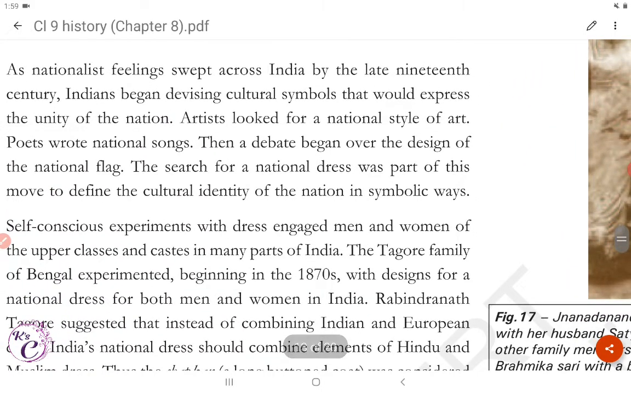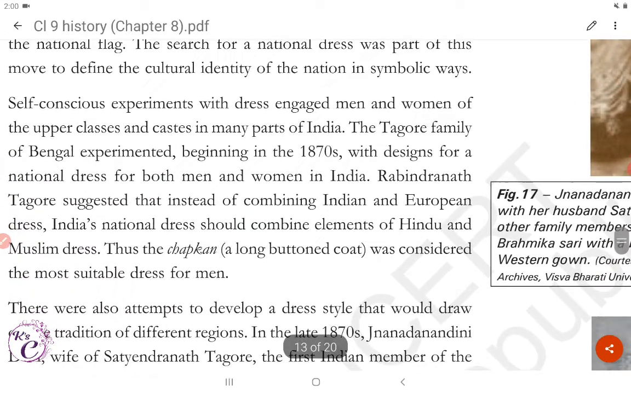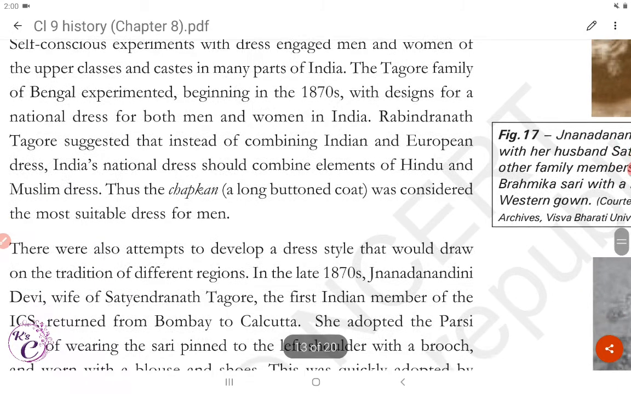As nationalist feelings swept across India by the late 19th century, Indians began devising cultural symbols that would express the unity of the nation. Artists looked for a national style of art. Poets wrote national songs. Then a debate began over the design of the national flag. The search for a national dress was part of this move to define the cultural identity of the nation in symbolic ways. Self-conscious experiments with dress engaged men and women of the upper classes and caste in many parts of India.